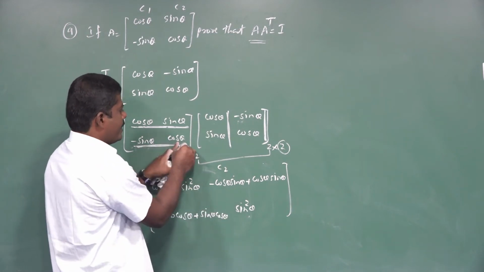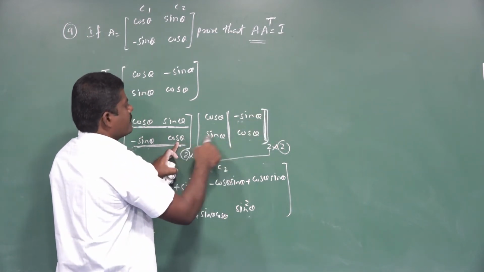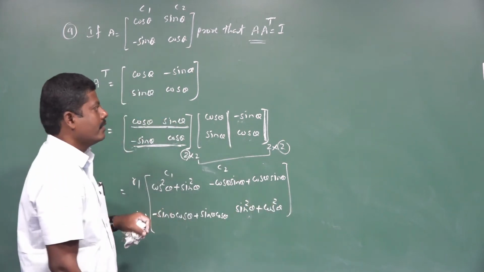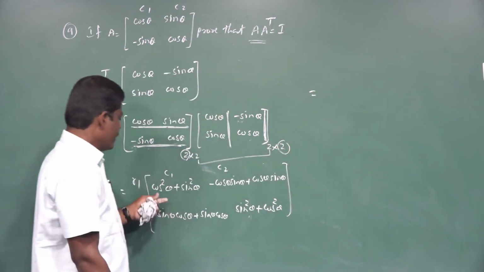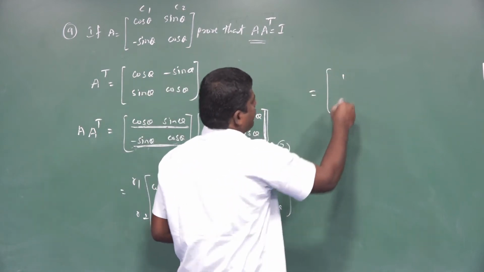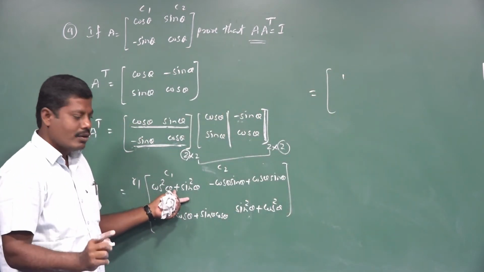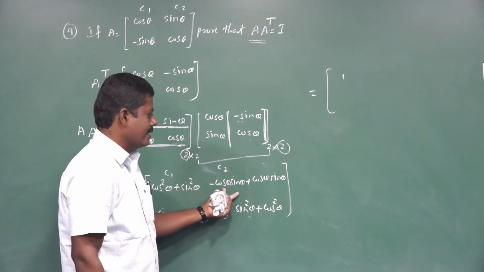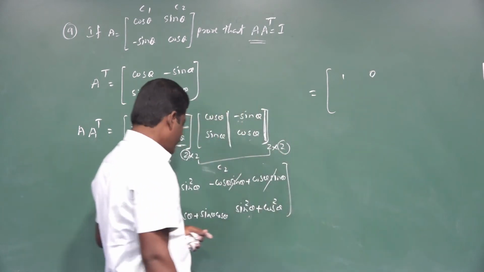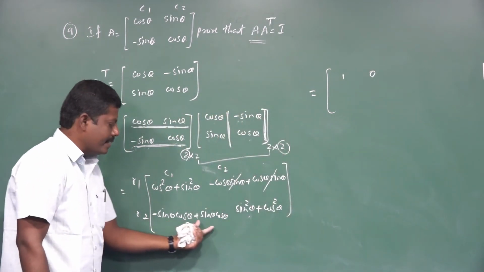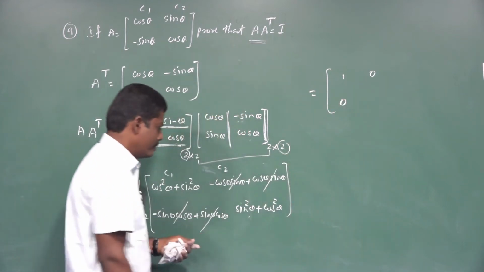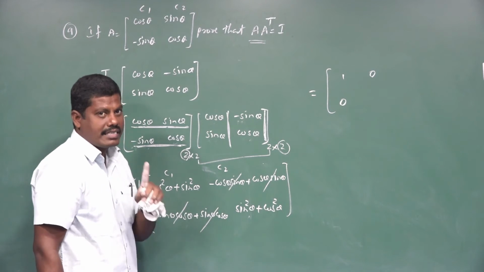Next you take the second element here, here also the second element: cos into cos, cos square theta. Understand? Now cos square theta plus sin square theta is nothing but what? 1. Minus cos theta sin theta plus cos theta sin theta gets cancelled. The answer is 0. Minus sin theta cos theta plus sin theta cos theta gets cancelled. So here also 0. Sin square theta plus cos square theta is 1.